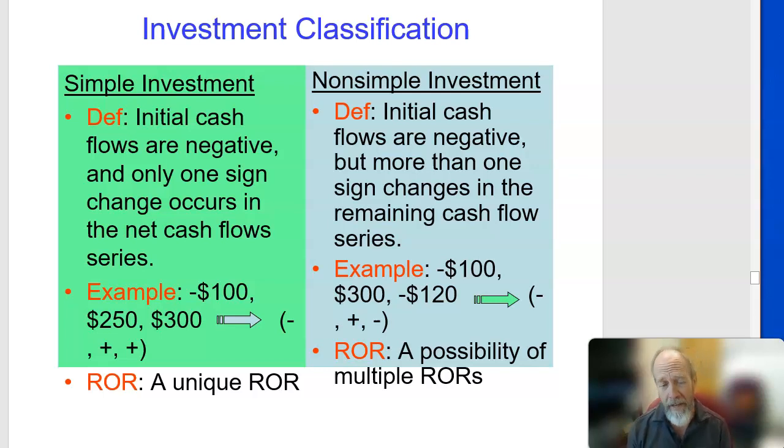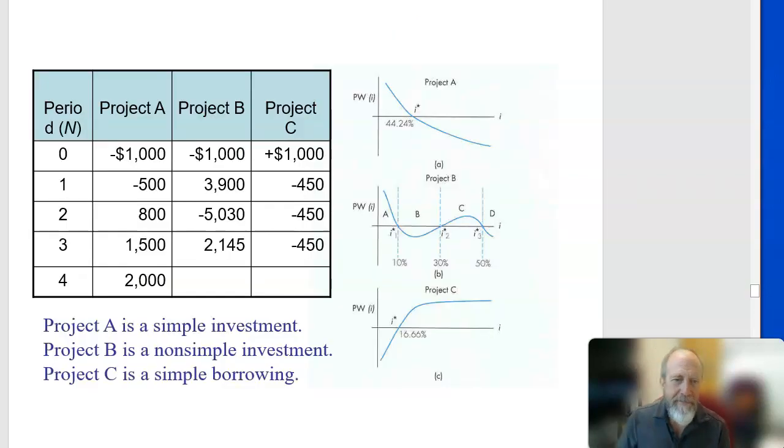A non-simple investment, however, has a problem. Got to deal with this. This cash flow is negative, then positive, then negative. They can be negative, negative, positive, positive, positive, negative, positive, negative, negative, positive. You know what that means? There can be multiple solutions to I, to the rate of return. Because, yes, it will actually solve into a quadratic.